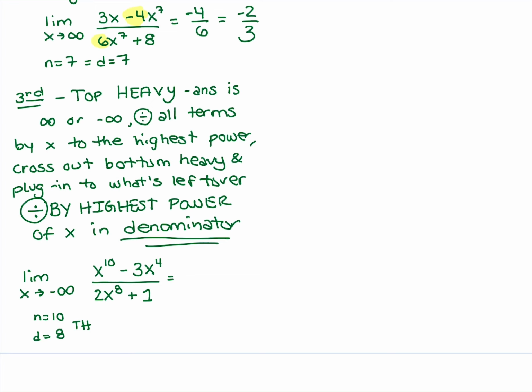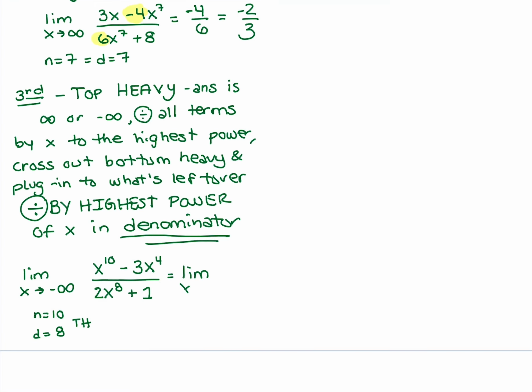So if we look at dividing all terms by x to the highest power in the denominator, we're not going to take the 2 coefficient. We're just going to take that x to the 8th. It's still going to be the limit as x goes to negative infinity, but we're going to take x to the 10th and divide it by x to the 8th. We're going to have minus 3x to the 4th divided by x to the 8th over 2x to the 8th divided by x to the 8th plus 1 over x to the 8th. And anything bottom heavy here is just going to go to 0.